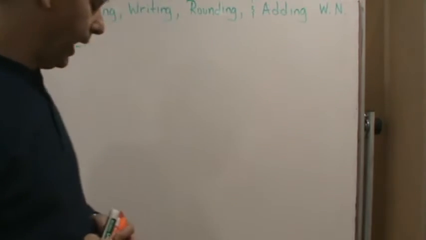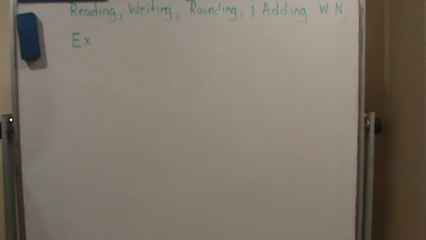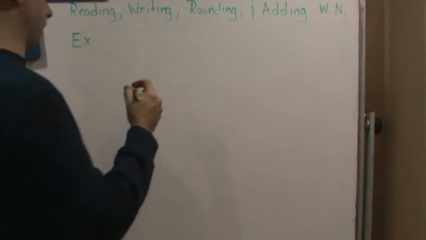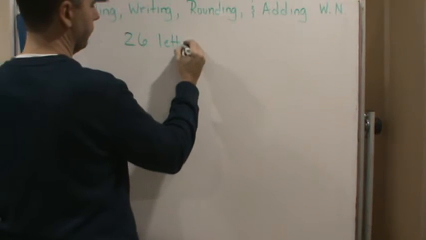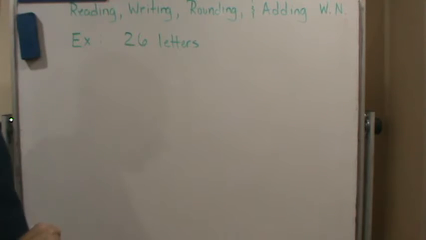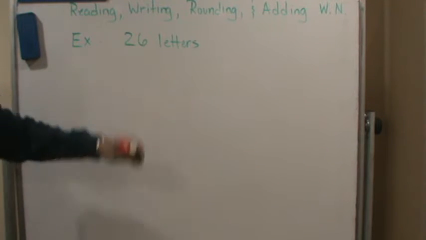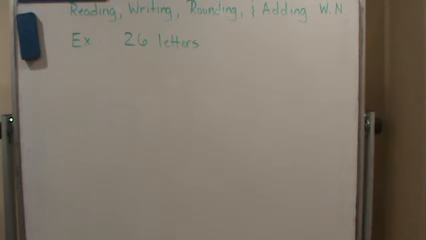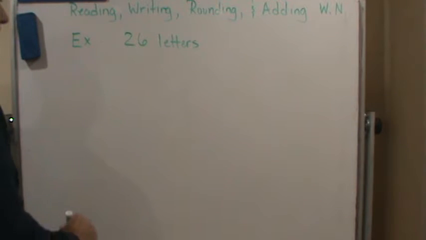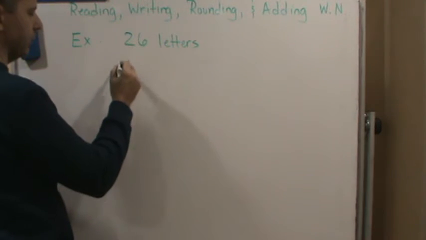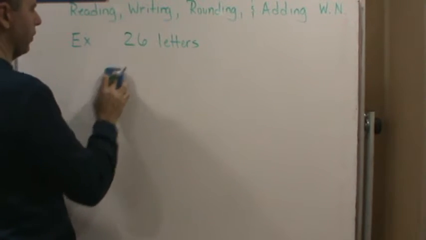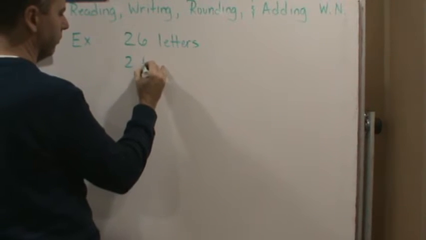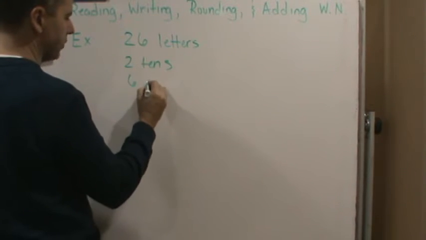So if I ask, how many letters are in our alphabet, we would say there are 26 letters, and we can count them, right? So we can count that there are 26 letters in the alphabet. And we notice that when we look at the number 26, this is in groups of 10. So we see that there are 20, so there are 2 10s, and there are 6 1s.